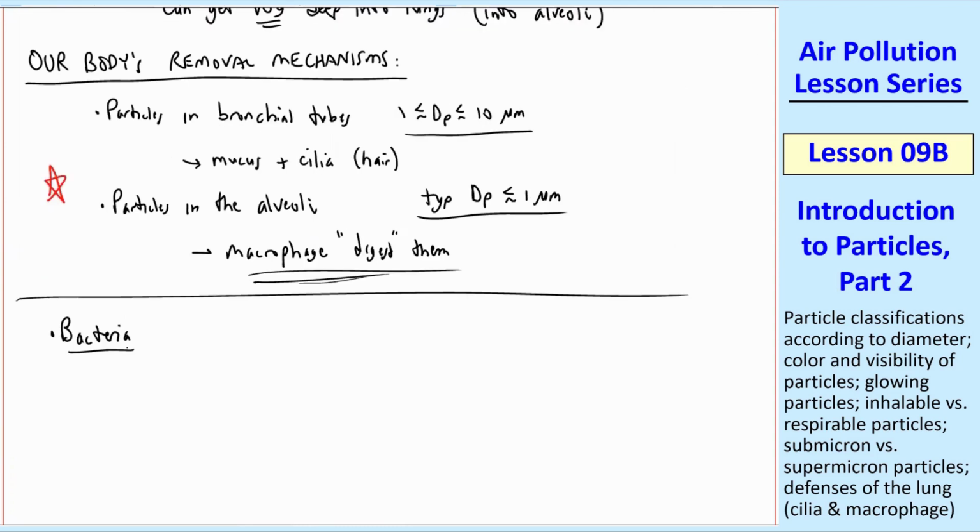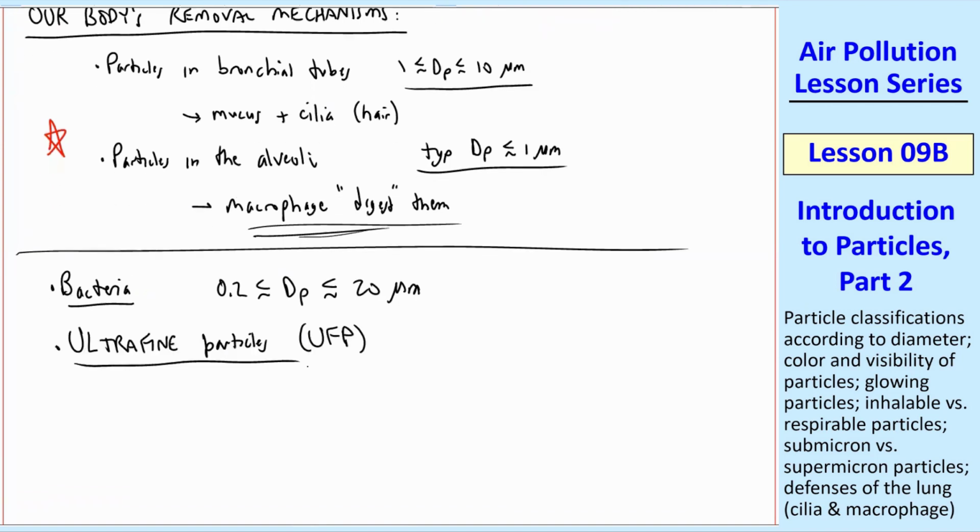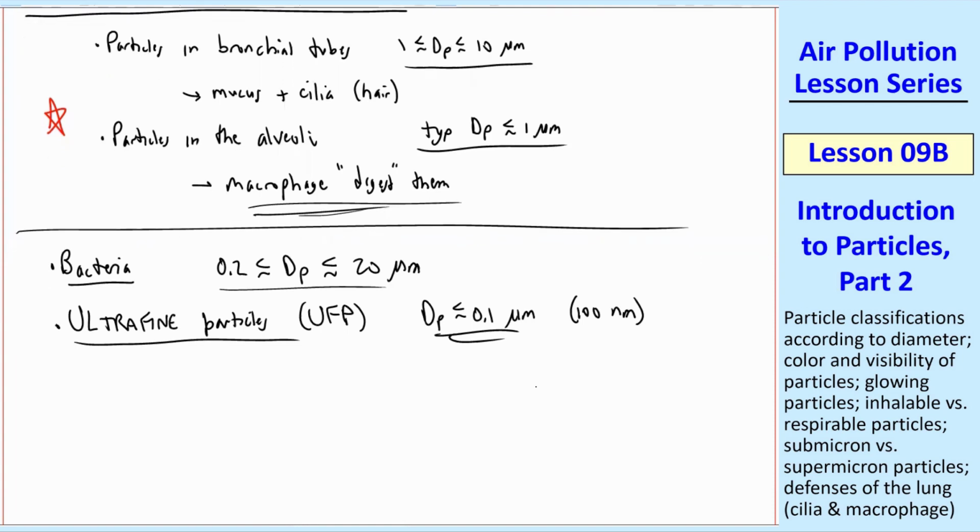Continuing with our sizes as we go down in size, bacteria are typically between about 0.2 and 20 microns. You can have some fairly large bacteria. People classify ultrafine particles, or UFP, as particles that are less than about 0.1 microns. That would be 100 nanometers. And these will become much more important later on when we talk about filters. So we can talk about filters that can remove ultrafine particles.